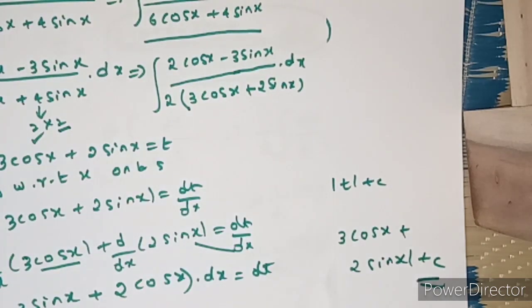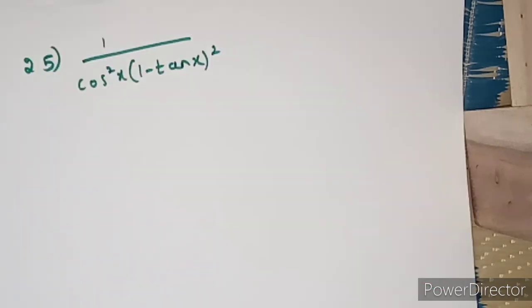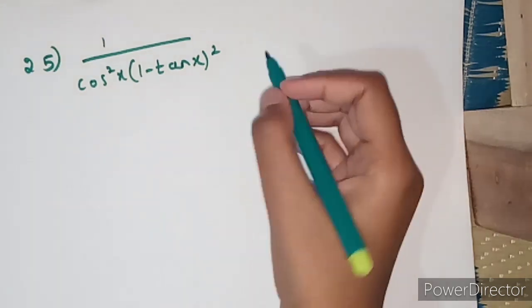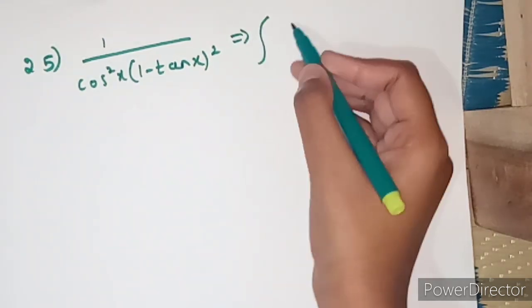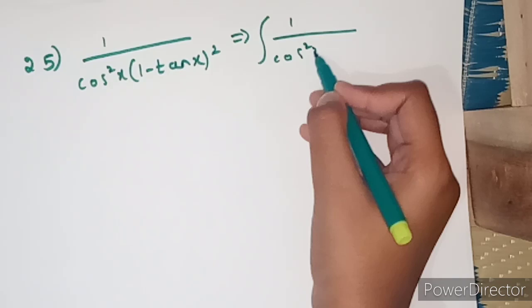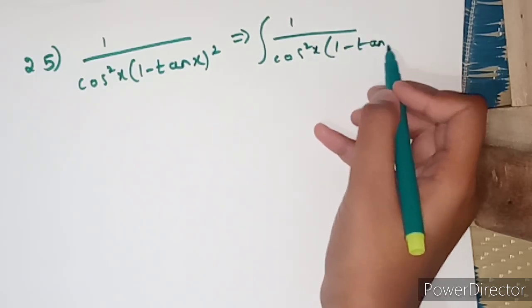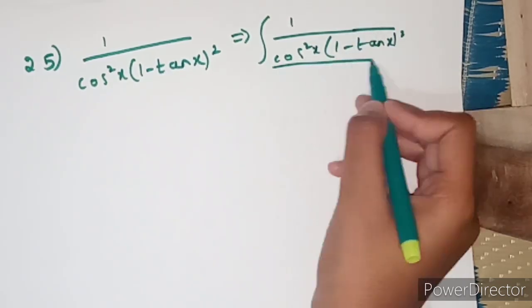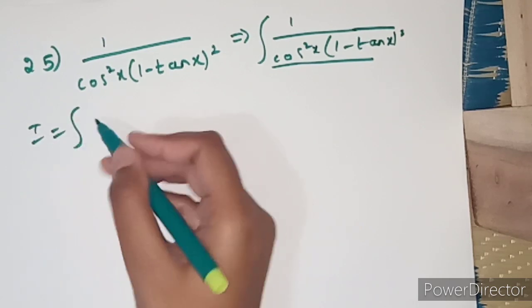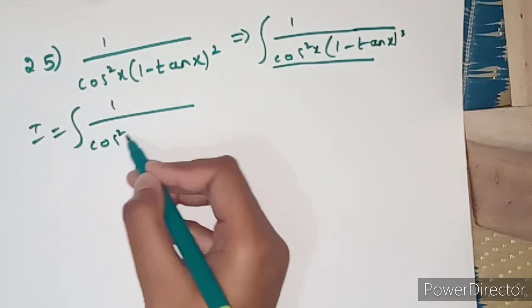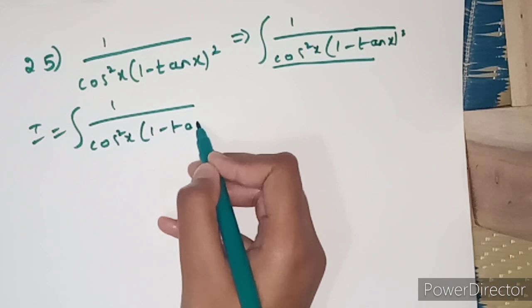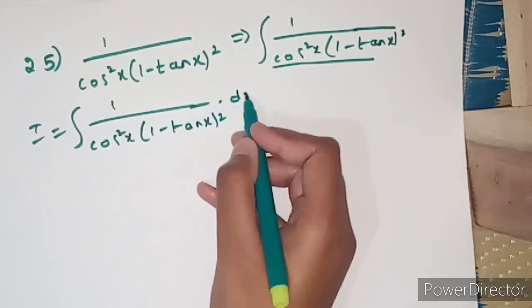Okay. So here is the 25th question: 1 upon cos square x of (1 minus tan x) whole square. First, we have to take the integral of 1 upon cos square x of (1 minus tan x) whole square. So let us take this integral as I is equal to the integral of 1 upon cos square x of (1 minus tan x) whole square into dx.